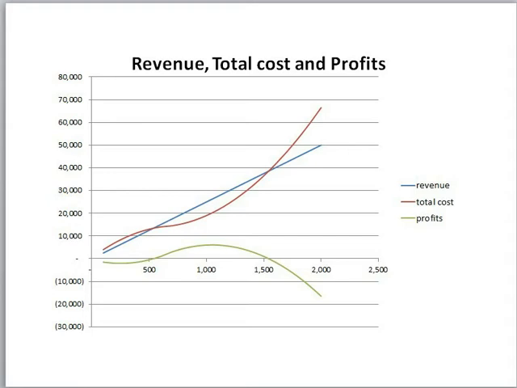The slope for the total cost is the marginal cost, as we've discussed before. The slope for the revenue is just the price.